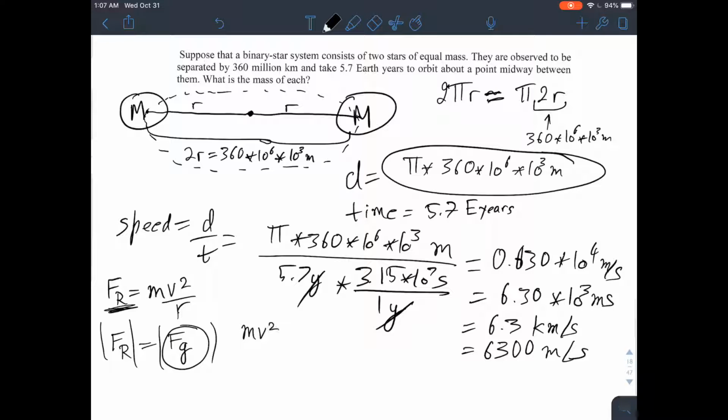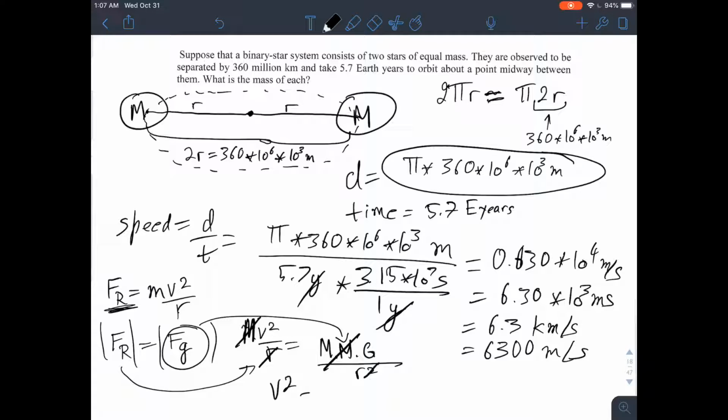So I can continue writing mv squared over r, which is the radial force, is equal to the force of gravitation, which is, the masses are exactly the same, so I'm just going to use capital M here, m times M times the constant G over r squared. So m times M is M squared, but one M cancels out, one r cancels out. So I'm left with v squared equals one M times the gravitational constant.